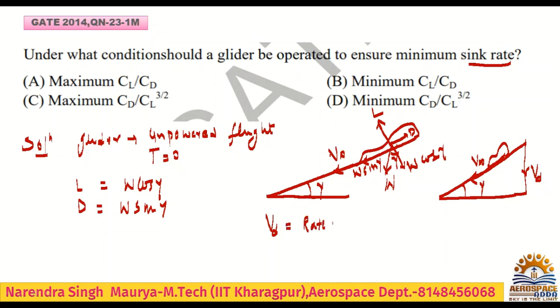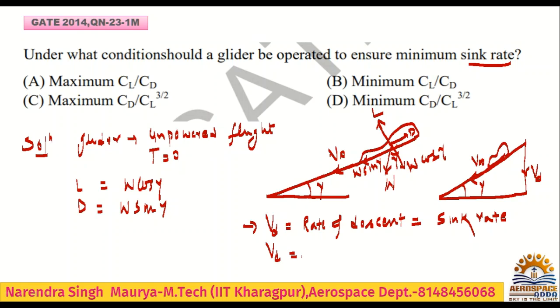Got my point? So what is vd? Vd is called the rate of descent, or sink rate. Make a note of it. Vd is the vertical velocity. So if you check the component, of v infinity it will be the sine component, v infinity sine gamma. So this is nothing but ROD, rate of descent, which is also called sink rate. All right. So from here, check what sine gamma is. Sine gamma is nothing but D by W.